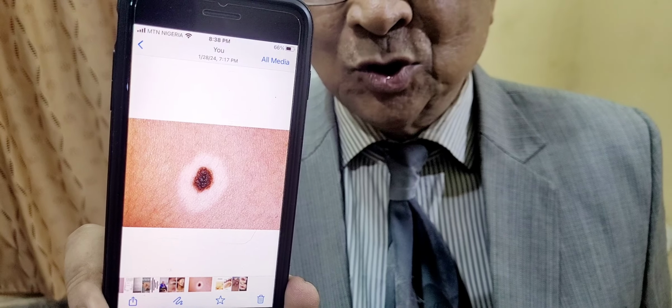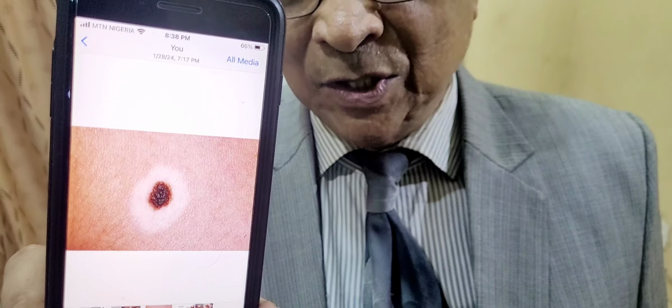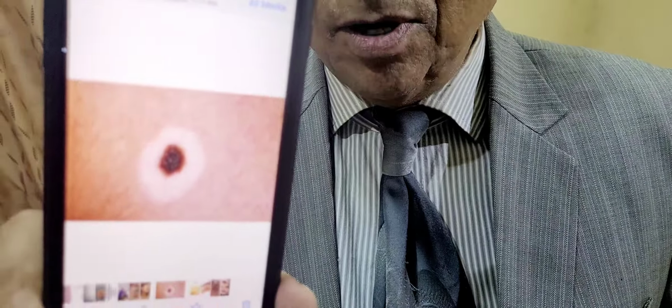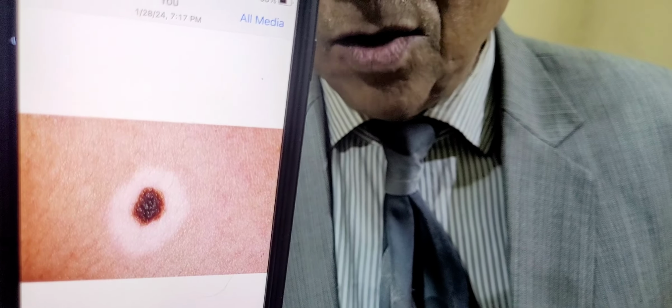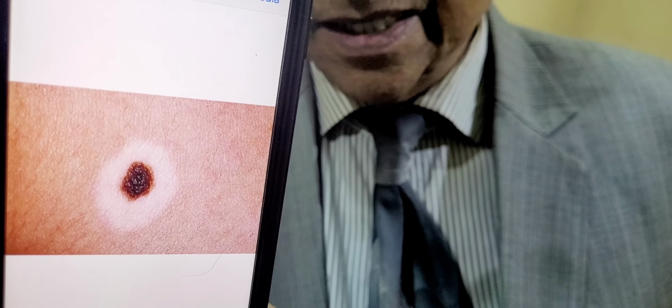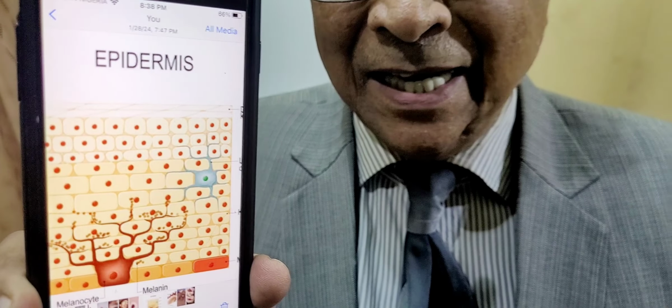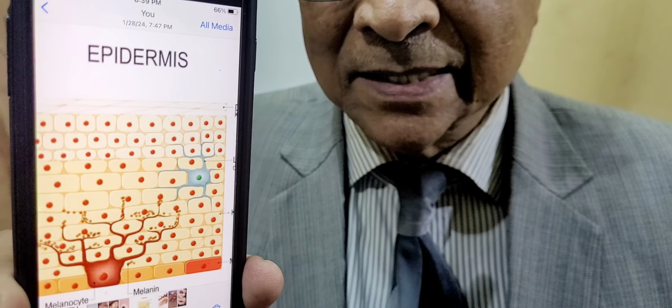This is what I am showing you, the seedling of vitiligo, meaning leukoderma. If you have any mole and that mole is surrounded by a white ring, you must be very careful and immediately go to a qualified dermatologist to know the condition of your skin. Here I am showing a very clear picture.